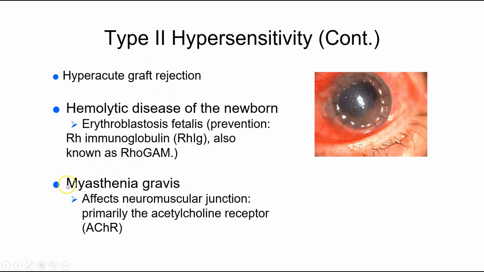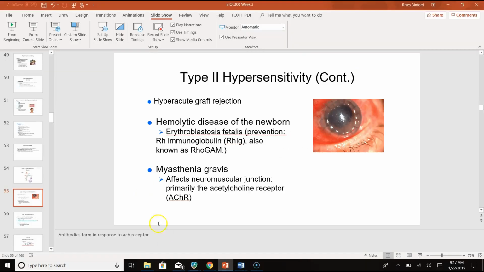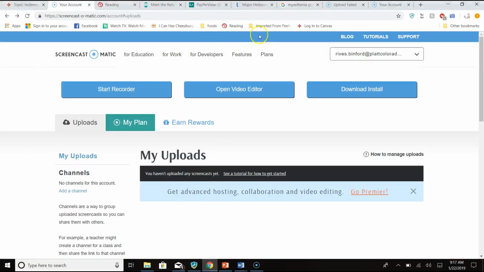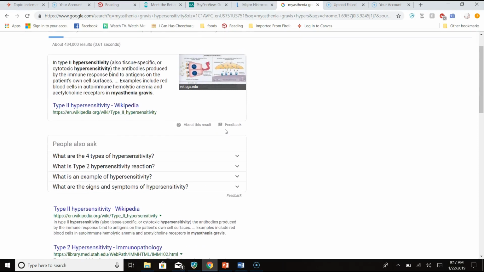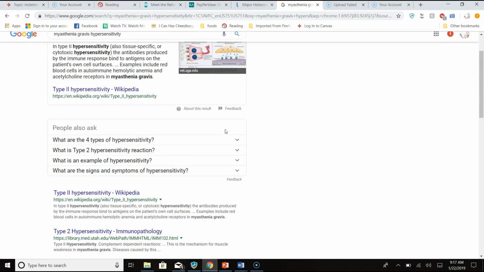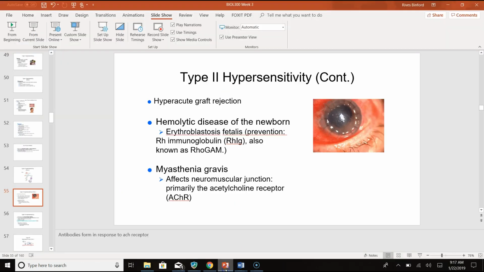Now, here's myasthenia gravis, and we haven't discussed this disorder just yet. This is a type 2 hypersensitivity. I did check this. I always kind of question it because we've been talking about cell lysis for our type 2 hypersensitivities. Come on, I thought I had an actual page for this. That's lame. Okay, well, I was looking into it earlier.